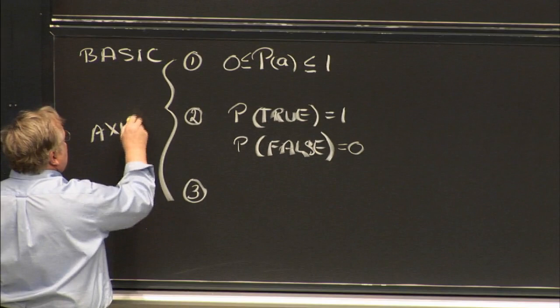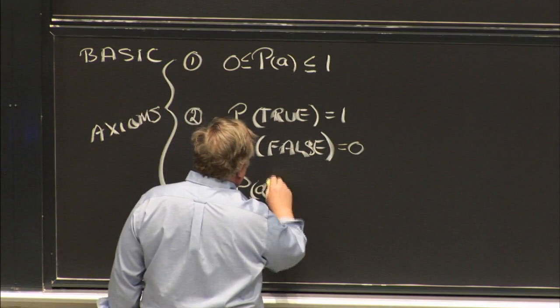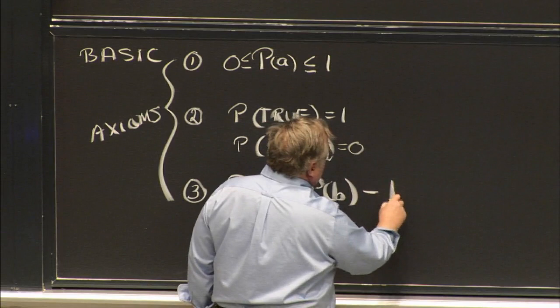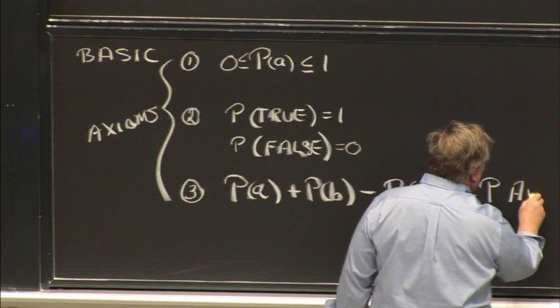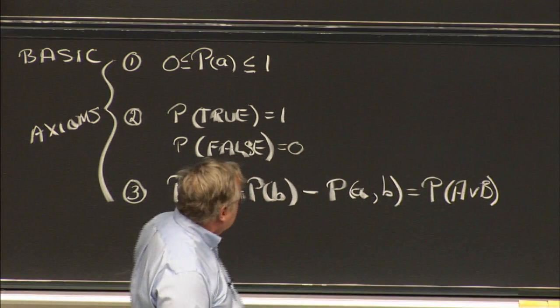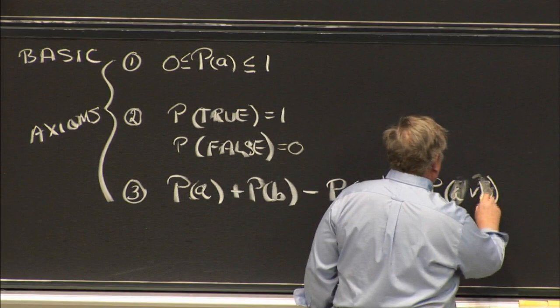And then the third of the axioms of probability is that the probability of A plus the probability of B minus the probability of A and B is equal to the probability of A or B. Yeah, that makes sense, right? I guess it would make more sense if I didn't switch my notation in midstream, A and B.